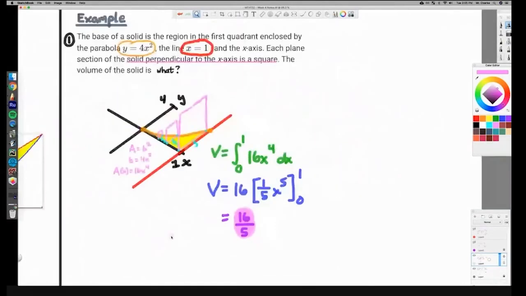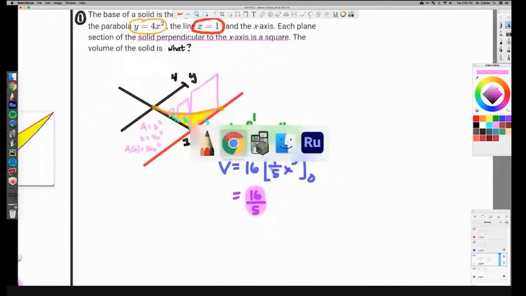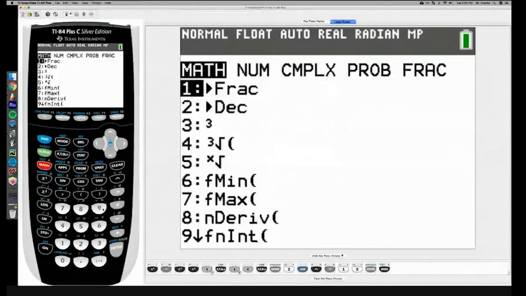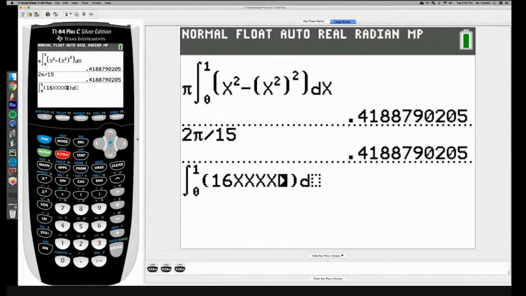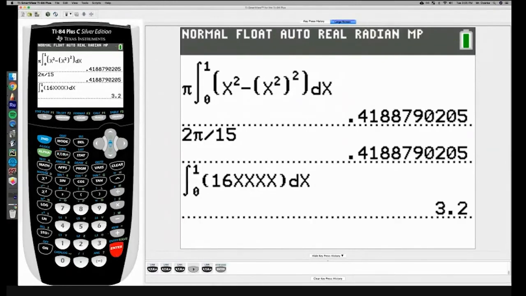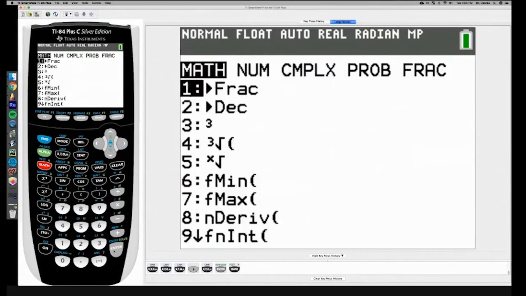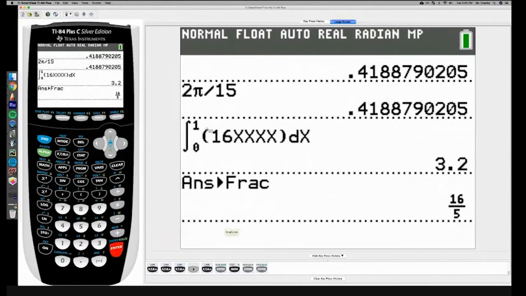Well, this one's kind of easier, but let's test it in the calculator anyway. So we have math 9, 0 to 1, 16 x to the 4th, x, enter, math, frac that up, 16 over 5. Awesome.